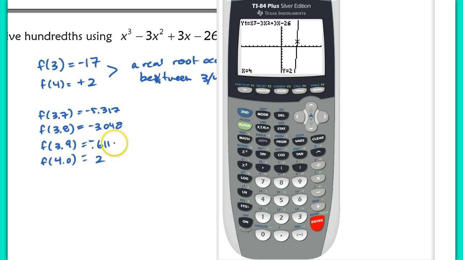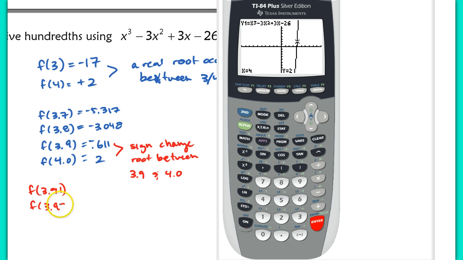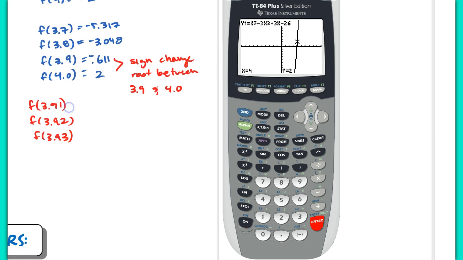So the sign change here indicates that we have a root between 3.9 and 4.0. Which means that now we're going to go up by hundredths. So I'm going to test f of 3.91, f of 3.92, f of 3.93, until again we end up with another sign change. So let's test that as well.